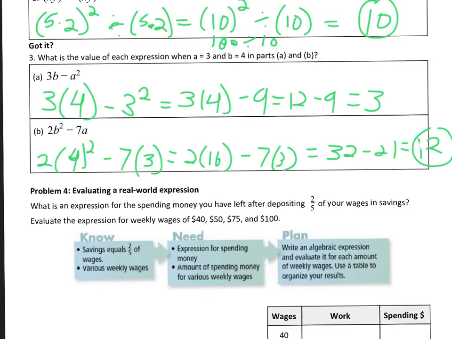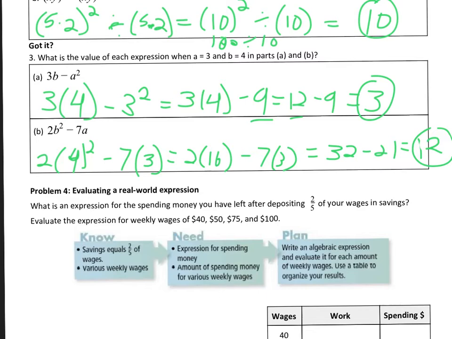All right, so going over the got it questions or problems. 3b minus a squared. It's being careful here to know that b is 4, a is 3. So I substitute, I replace b with 4, I replace a with 3. And you can see I took care of the exponent first. 3 squared is 9. Then I took care of the multiplication to get 12. 12 minus 9 is 3.